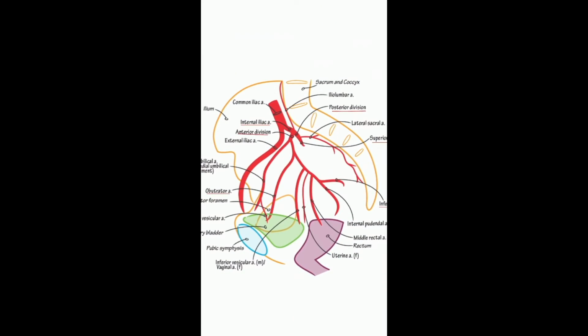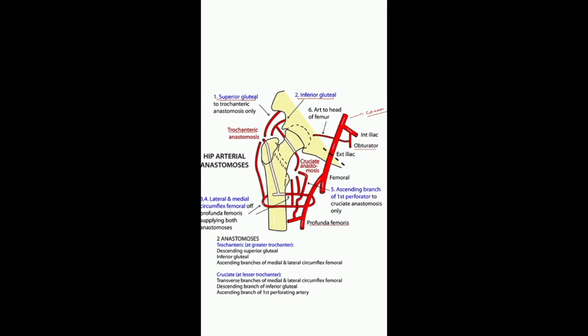So looking at this picture here, we can see the internal iliac artery right here, and it gives off two different divisions, the posterior division and the anterior division. The posterior division gives off the superior gluteal artery, which is the one that you need to know here, and the anterior division gives off the inferior gluteal and also the obturator artery. Okay, so let's go back to the picture here. Those are the branches of the internal iliac, which you see here, the superior gluteal and the inferior gluteal, which are a part of the anastomosis.